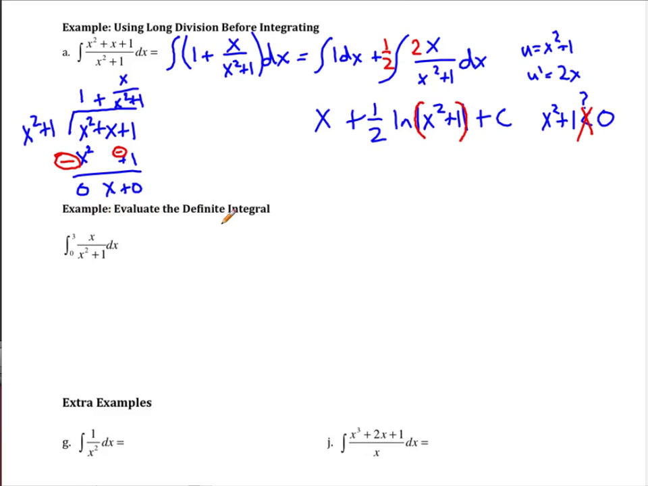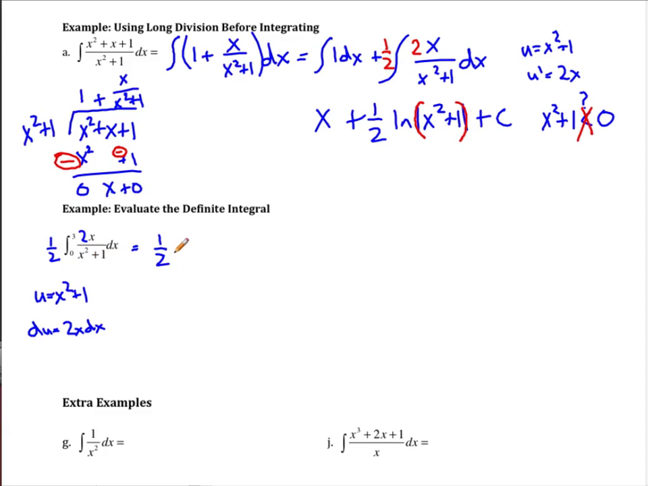Alright, in our next example, we want to evaluate a definite integral. So here's our definite integral from 0 to 3 of x over x squared plus 1. So again, we're still going to do the same u, let that be x squared plus 1, and du is going to be 2x dx. And so you can see we're missing a 2 here, so we'll add a 1/2 on the outside. And let's go ahead and integrate this.